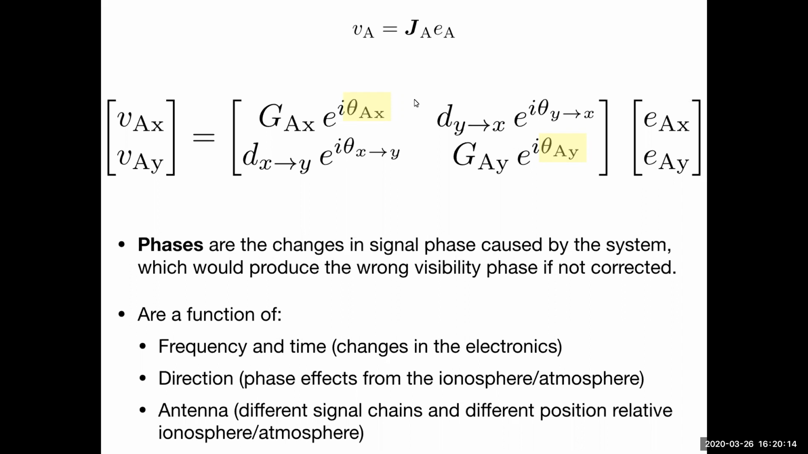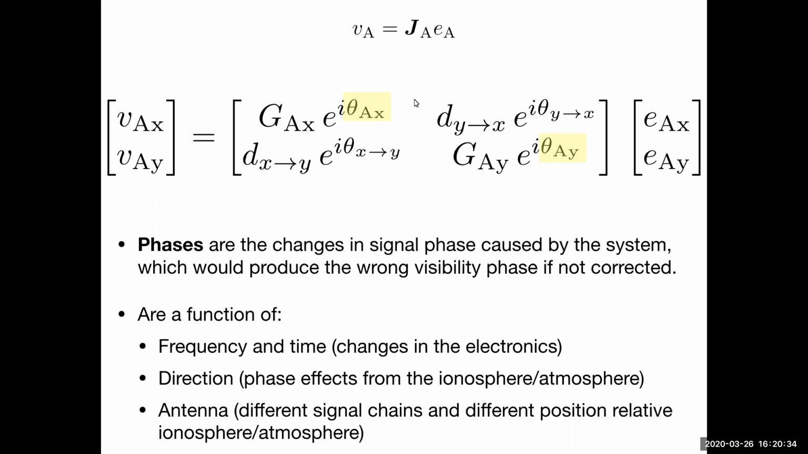These phases are a function of frequency and time for the same reasons as the gains. And they can actually also be a function of direction on the sky. This is because not all of the phase effects are actually in the electronics. There are also phase effects caused by the ionosphere or the atmosphere.